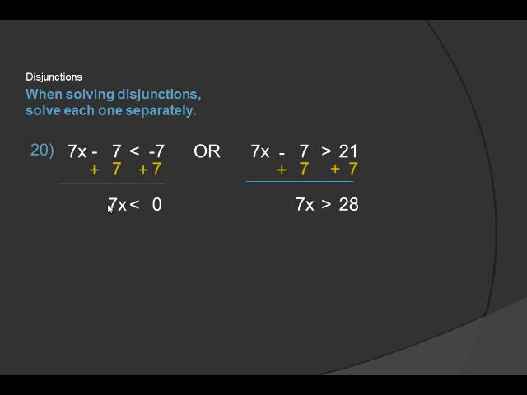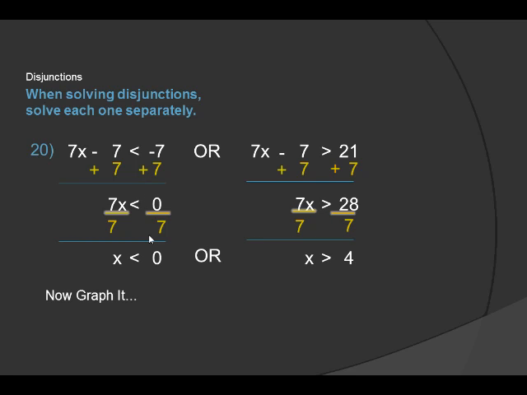I see that I'm multiplying by 7. So again, the opposite of multiplying is division. I will divide both sides by 7. I'll repeat the same process on the opposite inequality. And rewrite. On the left, 0 divided by 7 is 0. On the right, 28 divided by 7 is 4. So my inequalities are solved. That is my solution. X is less than 0, all numbers less than 0, or X is all numbers greater than 4.